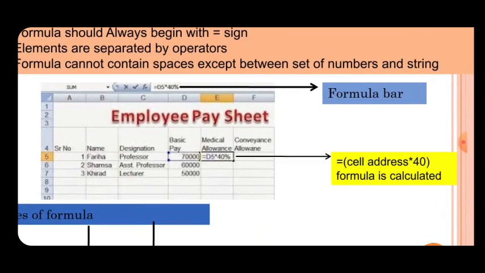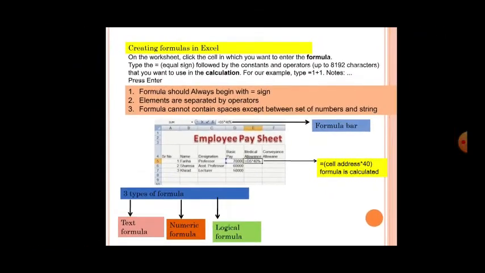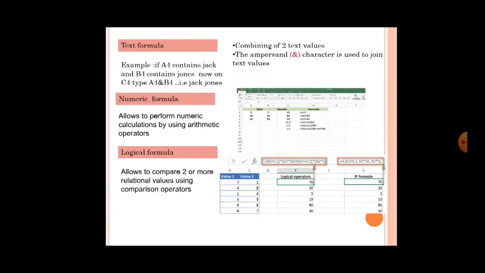You can see in the formula bar one example, that is D5 star 40. D5 is this one here, D5 star 40. So what you're going to click is equal to the cell address. What is the cell address? That is D5 star 40. The formula is calculated. So there are three types of formula: text formula, numeric formula and logical formula.